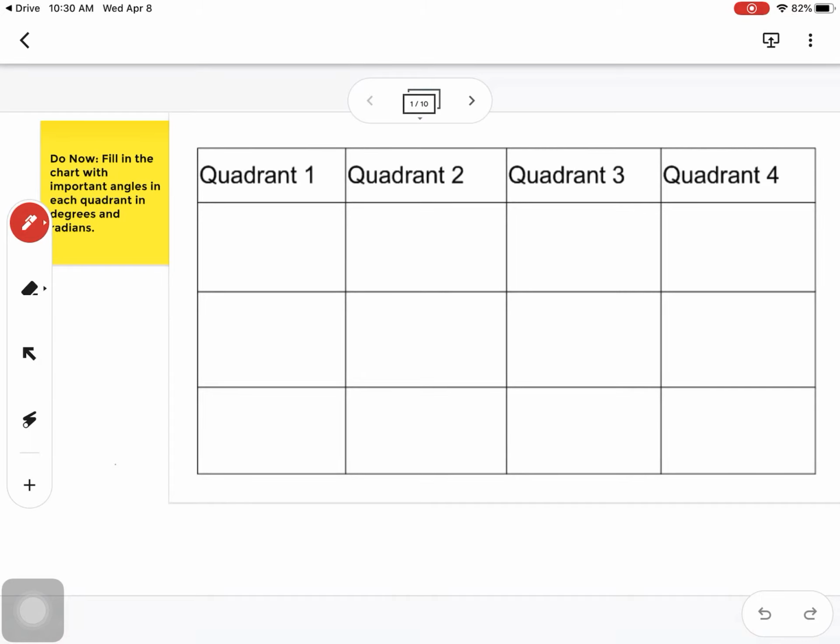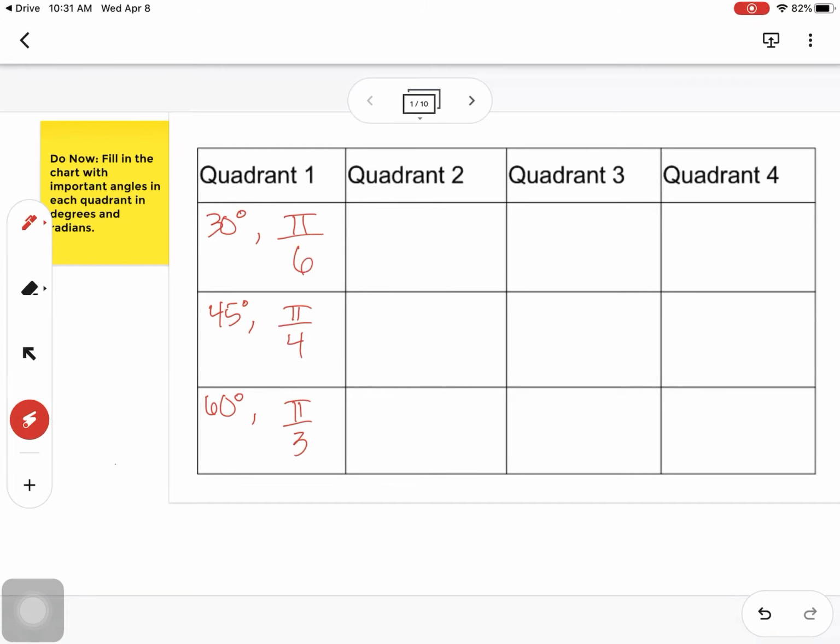And specifically what I mean by that, in quadrant 1, your first important angle is 30. In radians, that would be pi over 6. So those are my two important ones for that one. You also have a 45-degree angle, which would be pi over 4, or a 60-degree angle, which would be pi over 3. So I want the equivalent values for each one. And then I want you to go ahead and do it for each quadrant.